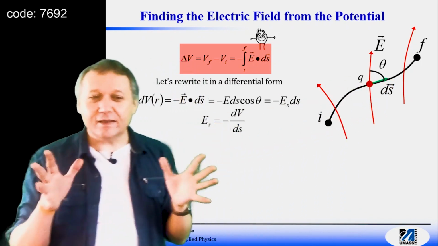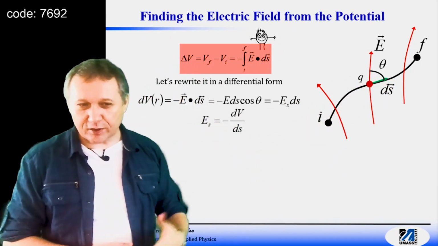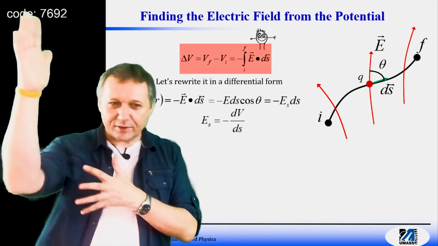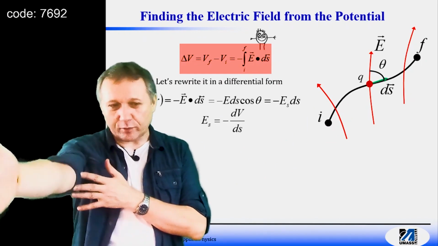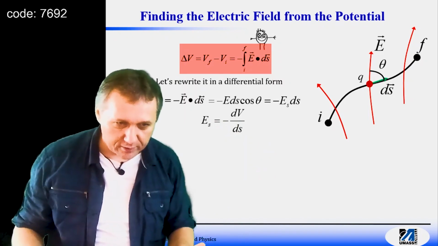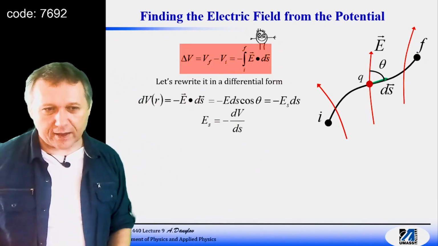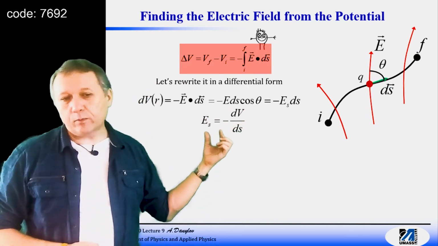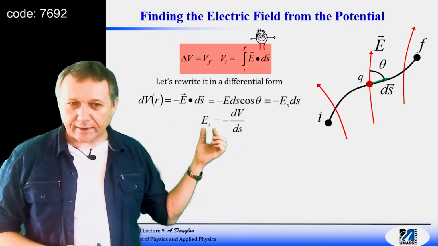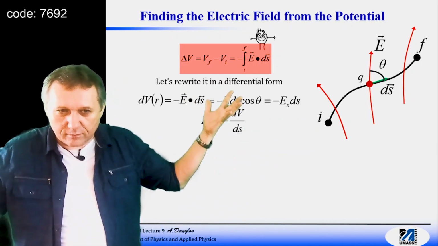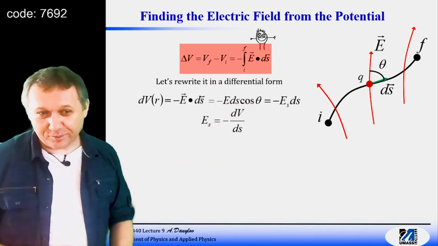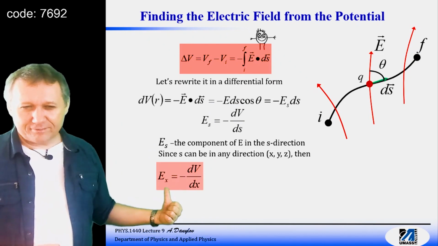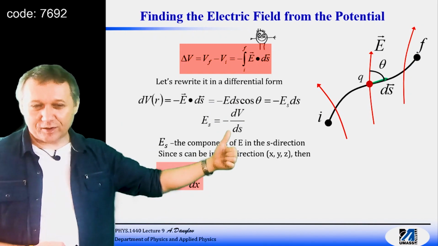Now, this s is a completely arbitrary direction. When I was setting up this picture on the first slide, I didn't impose any restrictions. s was completely arbitrary. I can position s along this direction, that direction, any direction. There are no restrictions on the s direction. So if we have that freedom, let's use it. I can say, my soul desires, I want to align the s direction along the x-axis. Why not? We don't have any restrictions. So as a result, I will have E sub x equals minus dV over dx.